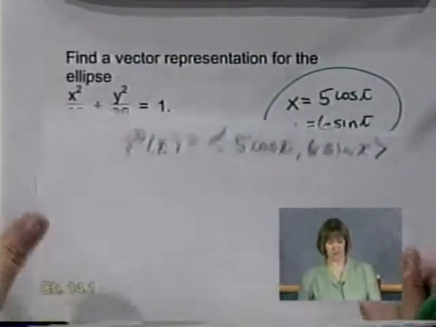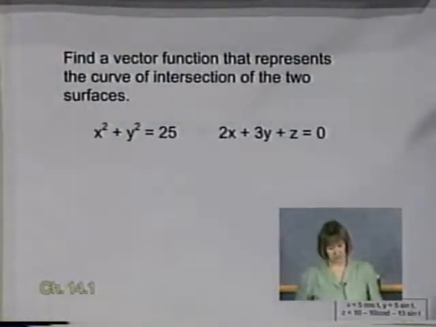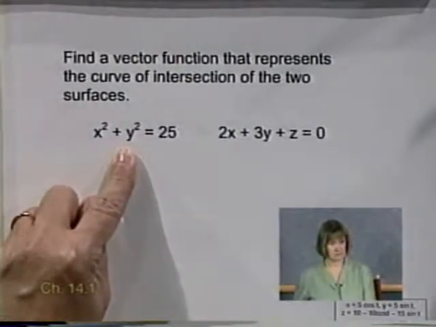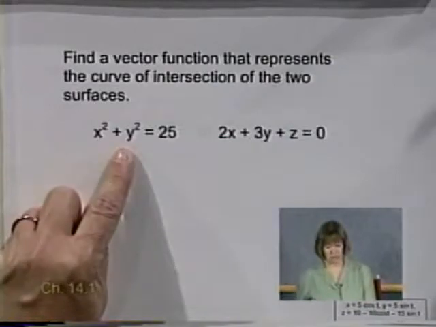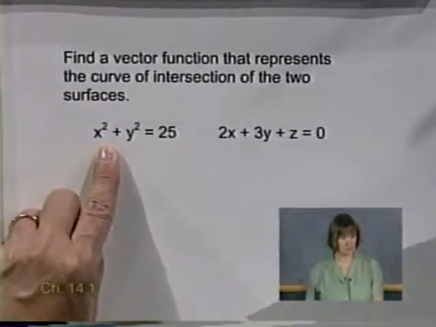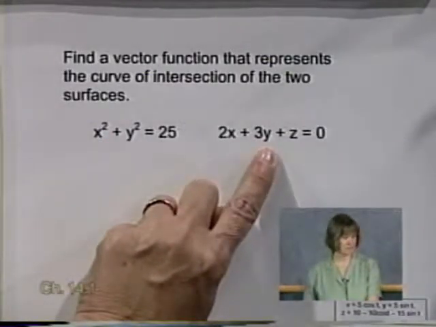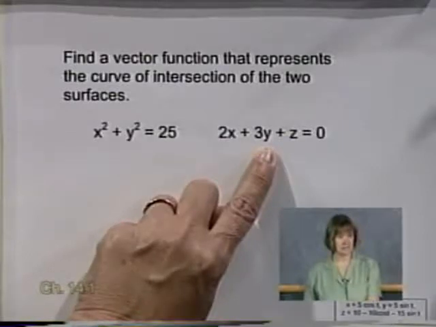Now, what does that have to do with what we're doing in 3D? Find a vector function that represents the curve of intersection of these two surfaces. What's this the graph of? A cylinder. Well, in two-dimensional space, it's a circle, right? But in three-dimensional space, it's a cylinder, right? This is a cylinder. What's this? A plane. Can you picture what a cylinder and a plane would intersect in?